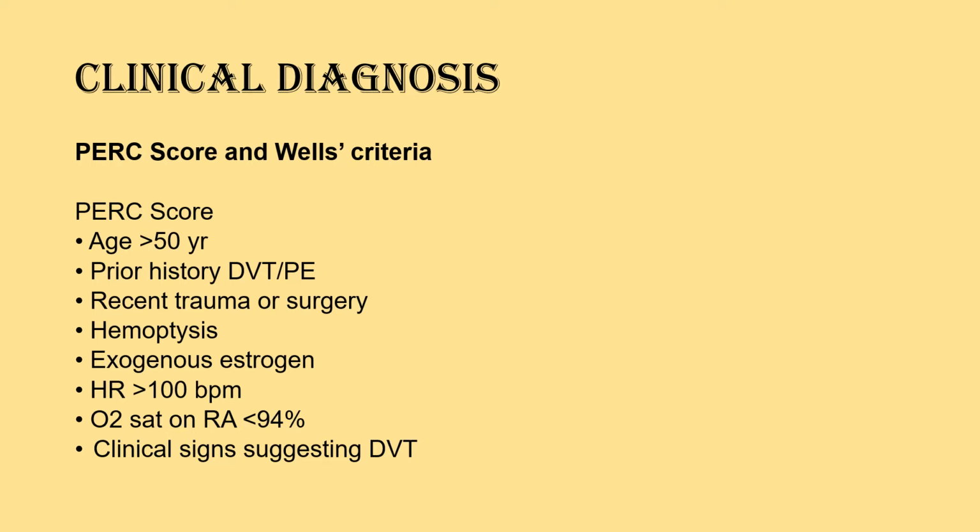These are the PERC score and the Wells criteria. The PERC score depends on age, prior history of DVT or PE, recent trauma or surgery, hemoptysis, exogenous estrogen use, and then some signs that we have to see: the heart rate more than 100, saturation less than 94%, and clinical signs suggesting DVT. If the score is 0, we can rule out the PE.